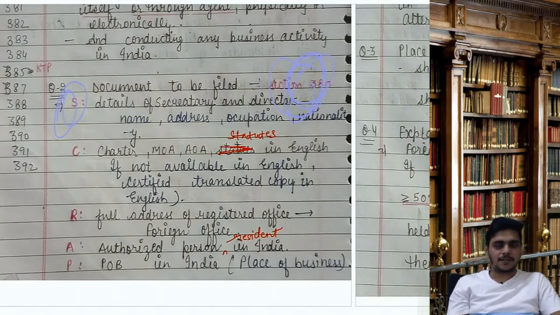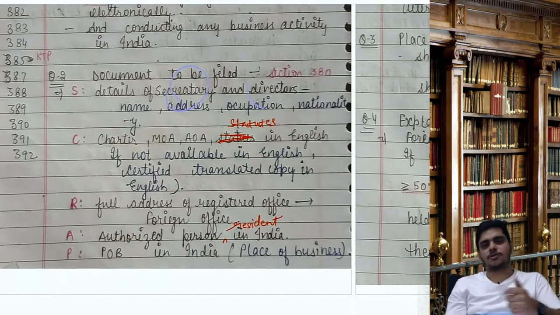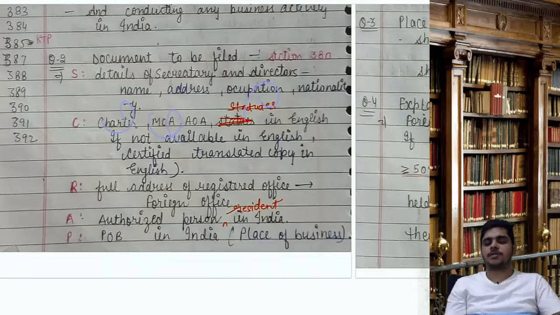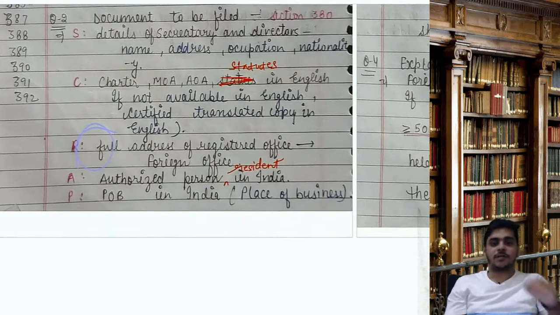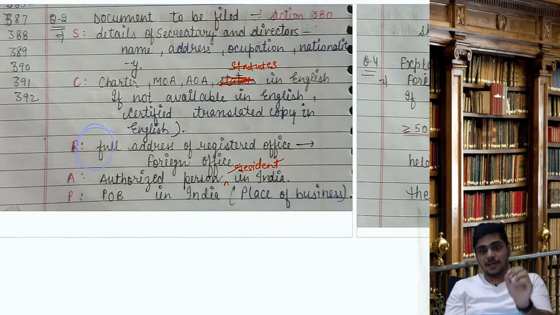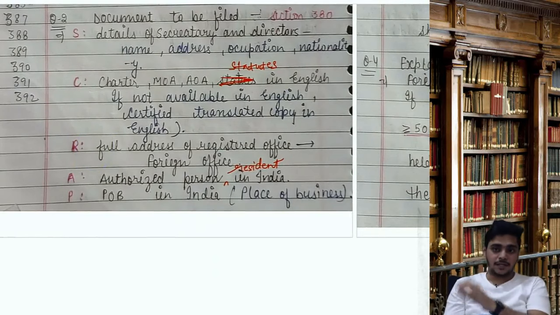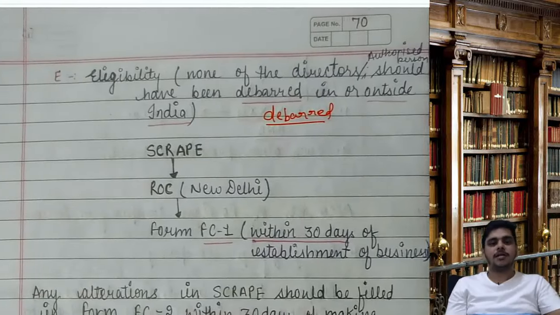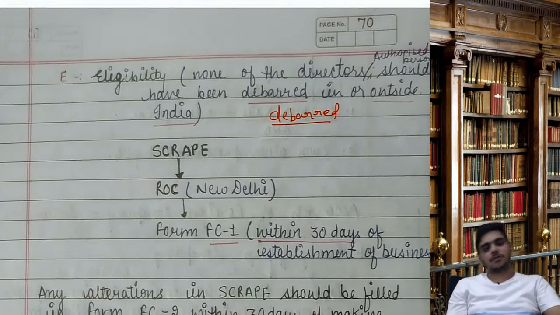S: details of the secretary and directors, their name, address, occupation, nationality. C: details of the charter, MOA, AOA in English. If it is not in English, a certified translated copy. R: full address of the registered office, the foreign one. A: authorized person resident in India. P: place of business in India. E: eligibility. What will you say? None of the directors or authorized person have ever been debarred, whether in India or outside India. They will give a declaration.